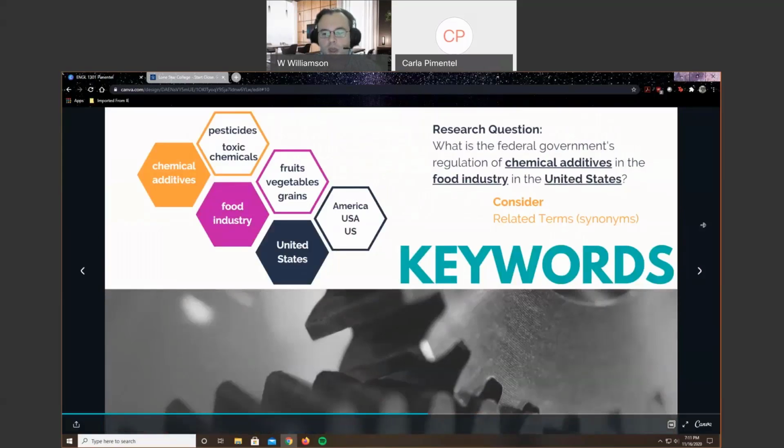Okay, and then once you have that research question, once you get into the databases, you can start taking it apart and looking for different synonyms or more specific words for some of the ideas that you're coming across in your research question. So basically more focused, more specific, or sometimes finding other ways of saying the same thing, such as with United States here.